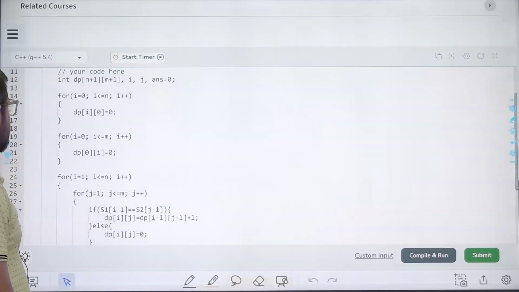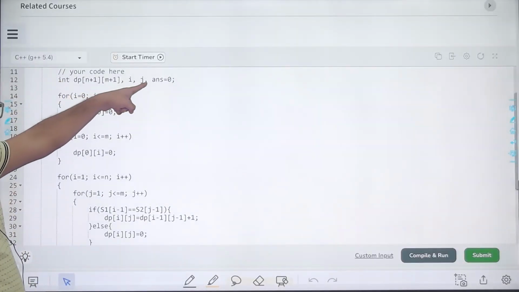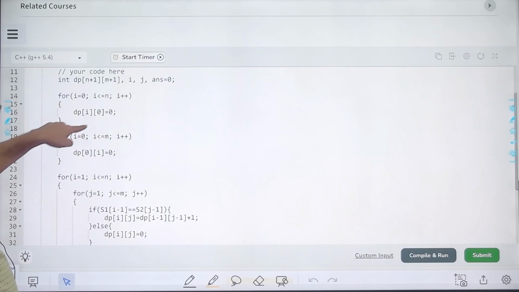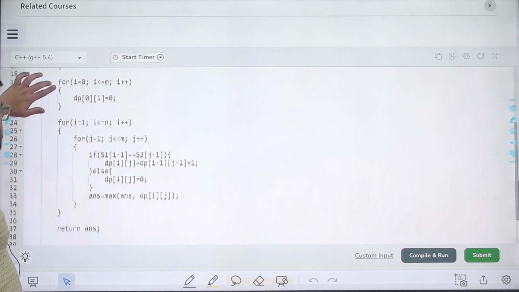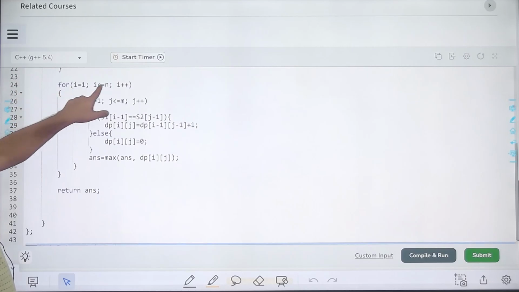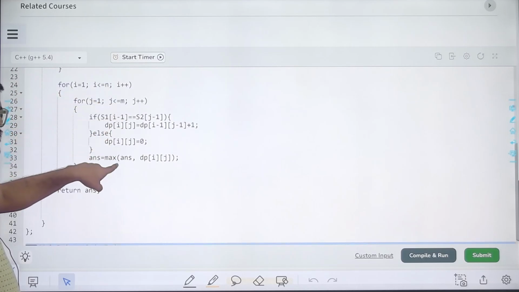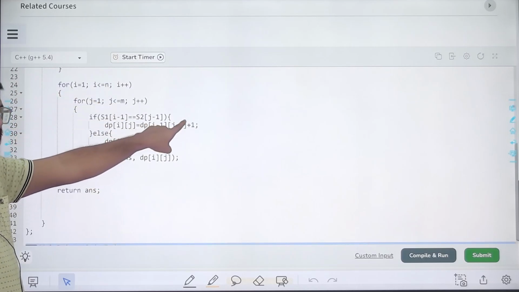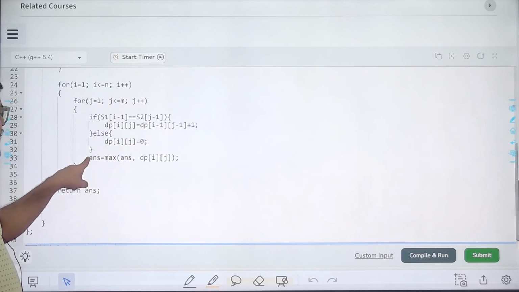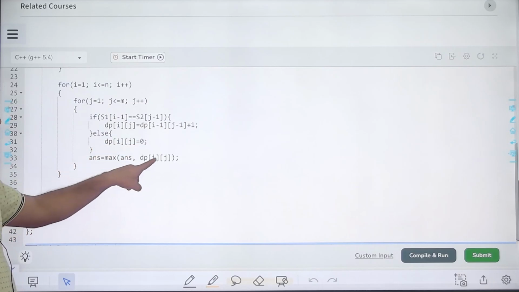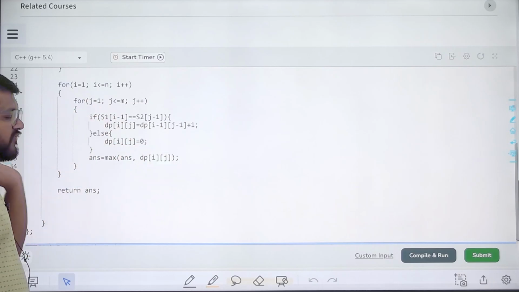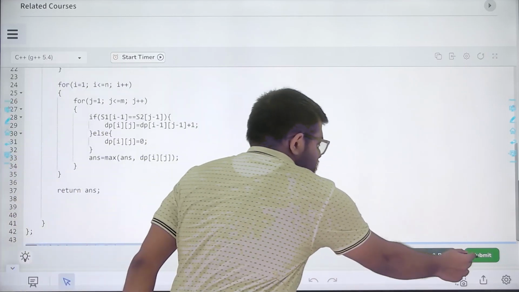If we look at the actual implementation, I have taken one dp table and answer equals 0, and then these are the base values. If the length of one of the strings is 0, the common substring length is 0. And then for i equals 1 to n, j equals 1 to m, these are the two conditions where the ith and jth characters match and where they do not match. And every time I will say answer is equal to max of answer comma dp of i, j, and finally I will return the answer. So let's submit this code.